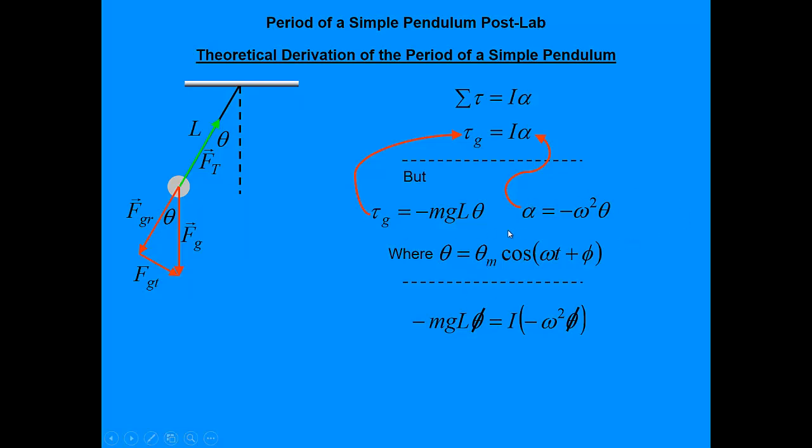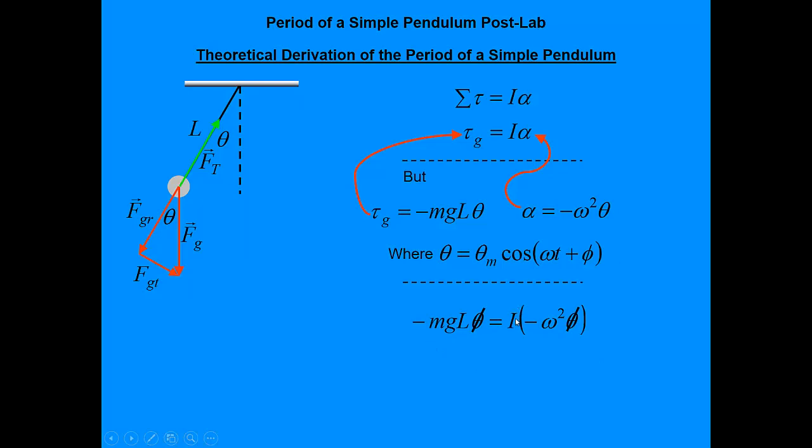Now again, remember, this is all for small angles, because if you're not using a small angle, this is actually the sine of theta, and the sine of theta is not going to cancel with theta, and you don't have a simple harmonic oscillator. So for small angles, this works. You might not have noticed it, but in my demo, I used pretty small angles.